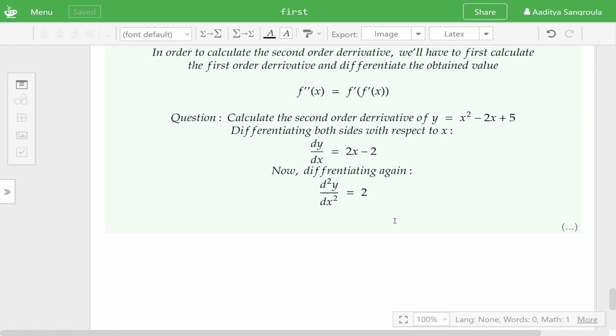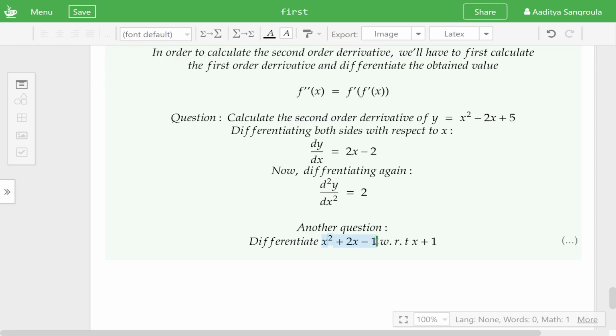Okay, we have one more question. It says: differentiate x squared plus 2x minus 1 with respect to x plus 1. So we need to differentiate x squared plus 2x minus 1 with respect to x plus 1.